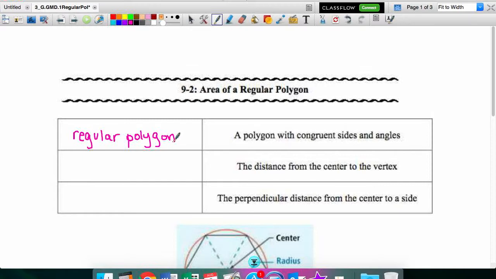The distance from the center to a vertex is actually referred to as a radius in a polygon. And the perpendicular distance from the center to a side is called an apothem. It's very important that you note the difference between a radius and an apothem.